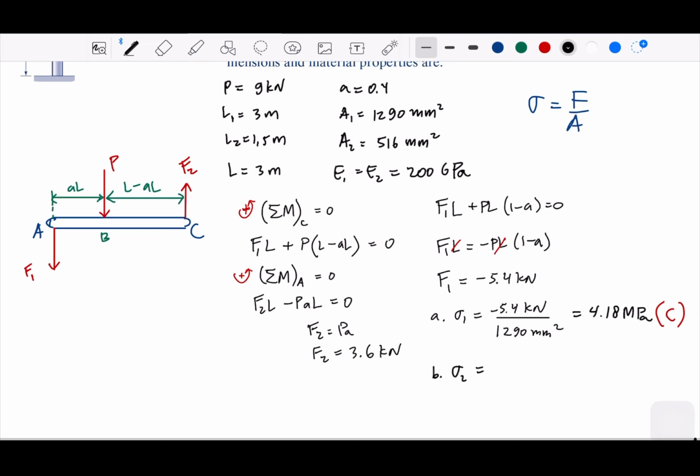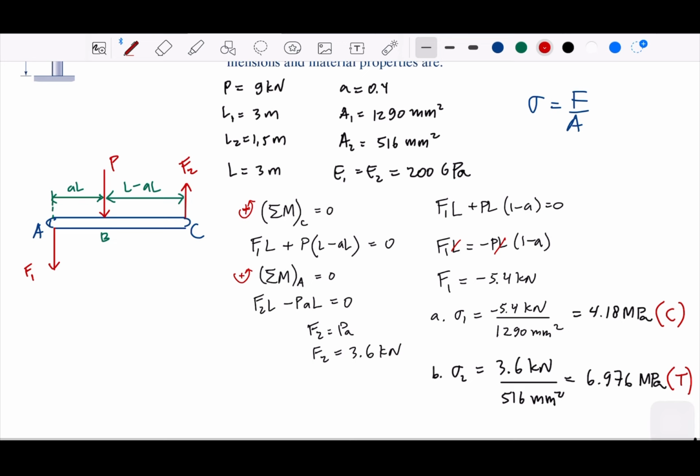And then sigma 2 is going to be F2, 3.6 kilonewton, divided by 516. So it's 6.976 MPa, and since it's positive, it's getting tension. You could also think of this as compressive and tension, as I mentioned before.